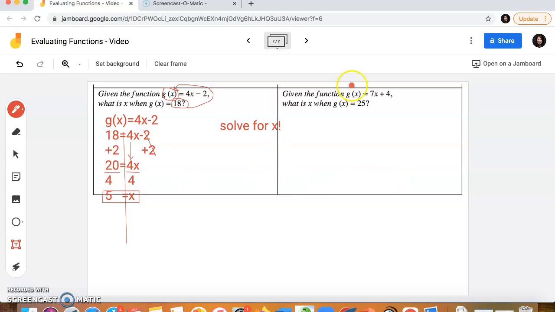The next one, you can work out on your own. Just know that you're going to be plugging in that 25 for g of x. I want you to try that last one on your own.